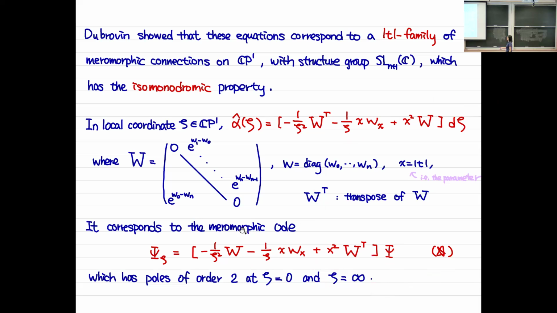And you see that it has a pole of order 2 at zeta equals 0 and a pole of order 2 at zeta equals infinity. So it's just CP1 with two poles of order 2.